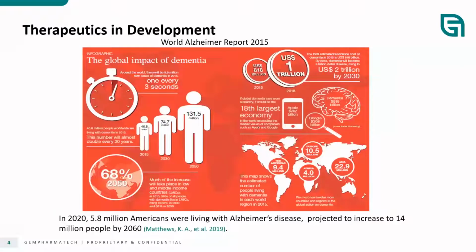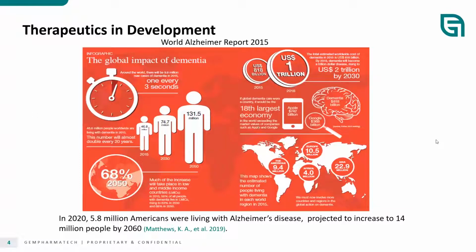In 2015, there were over 46 million people with Alzheimer's disease worldwide, more than the population of Spain, as an example. The number of human patients is estimated to increase by nearly threefold by the year 2050. The total estimated worldwide cost of dementia in 2015 was over $800 billion, becoming a $1 trillion disease by 2018 and anticipated to rise to over $2 trillion by the year 2030. If dementia care were a country, it would be the world's 18th largest economy, more than the market values of many very large successful companies such as Apple and Google and others.